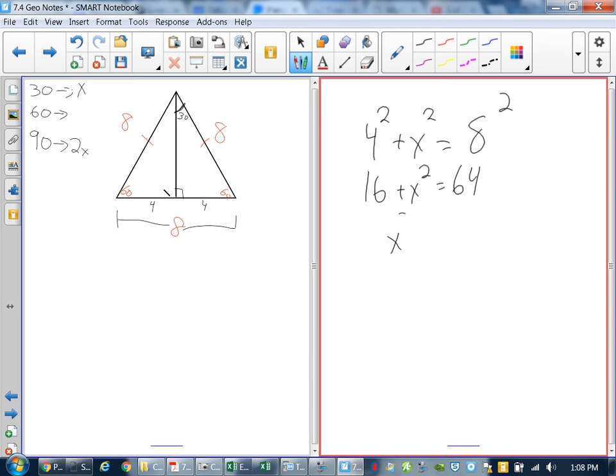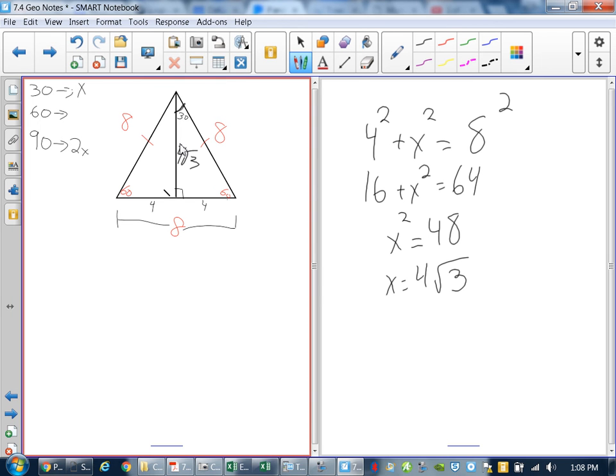Subtract that over, I get x squared is what? 48. And then how do I find the square root of 48? I square root it. I press some buttons. What's your calculator say? 4 root 3. So what do you think I'm going to put in place of across from the 60? 4 root 3. But notice, this was 4, that's 4 root 3, and that's 8. All it was was something times the square root of 3.